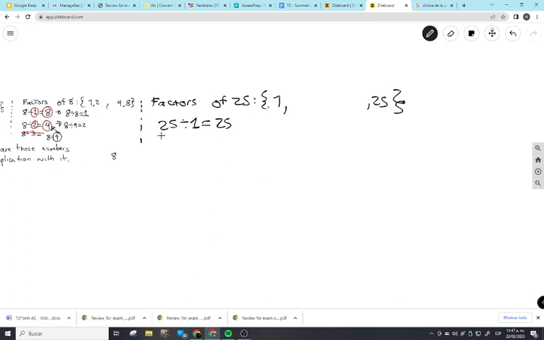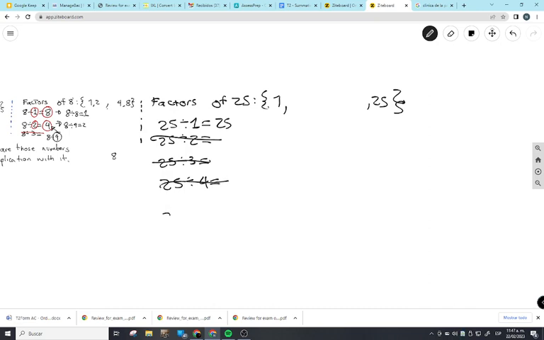Okay, let's see what happens with the 2. 25 divided by 2. It doesn't work, because 25 is an odd number and it can't be divided by 2. 25 divided by 3. Is it possible? No, the 25 can't be divided by 3 without getting a remainder. What about the 4? 25 divided by 4. Does it work? Nope.